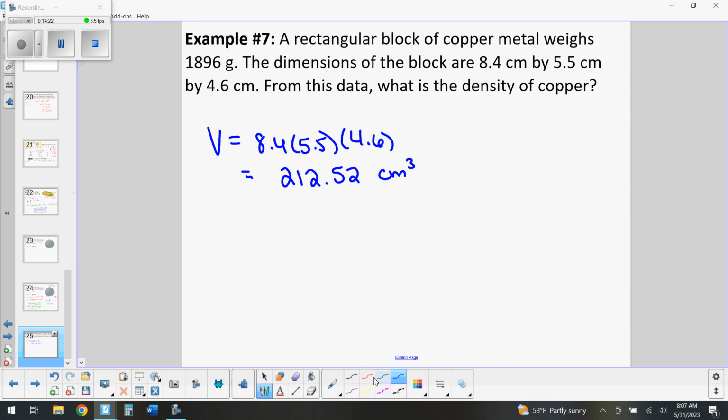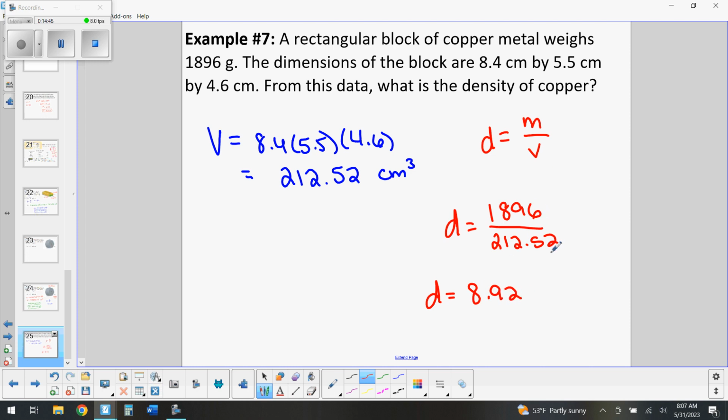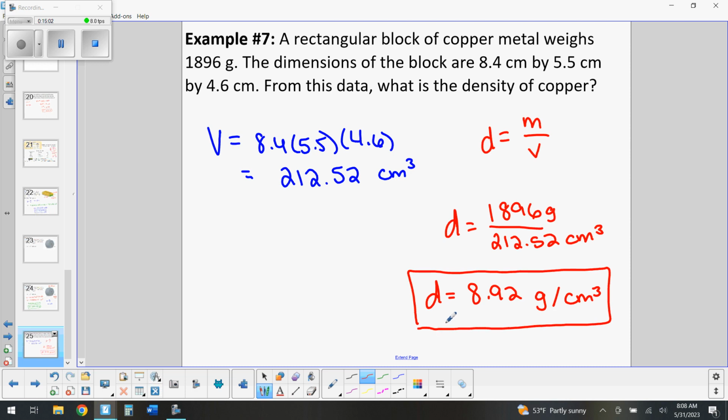Since density equals mass over volume, we know the mass or the weight is 1896. We know the volume is 212.52. So if I divide this, I get about 8.92. And now I'm going to go back to the units. 1896 was in terms of grams. The 212.52 was in terms of centimeters cubed. So if we look at the units here, it's g over cm cubed. And that is section 11.5.